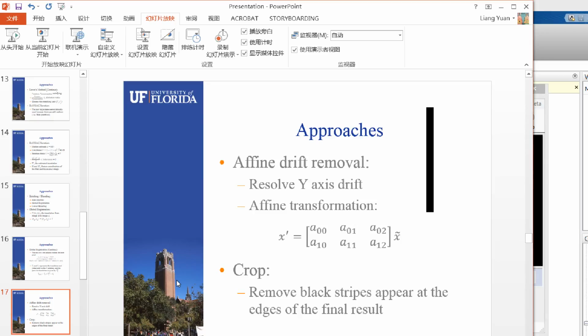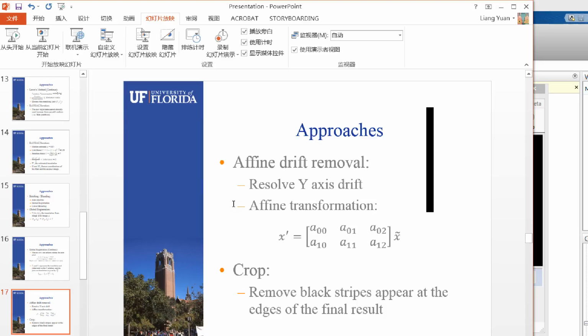Then we enter into the affine drift removal step. Here we recall that we assume all the pictures taken are from the same level. However, this assumption is not always true. If the images have a y-axis drift among all the images, we have to consider the affine drift removal. Here the affine transformation is given by this equation, and this is called the affine matrix.